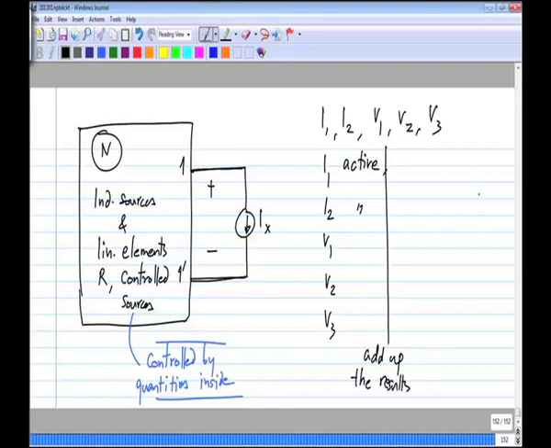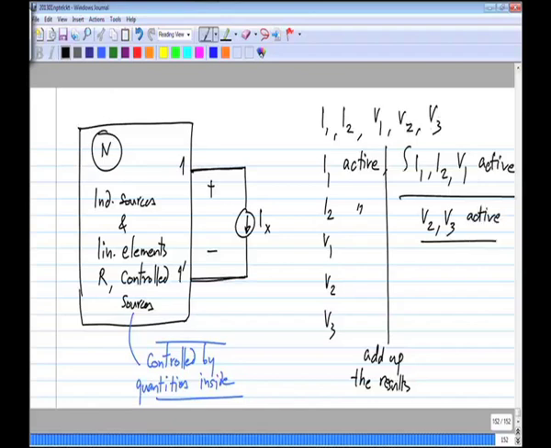Okay. Instead, I can also do it like this. I can take I1 and I2 and V1 active, and in that case, I'll set V2 and V3 to 0. Next, I will take V2 and V3 active and set the rest to 0, and I add up the 2 results. So, this will give me exactly the same answer.